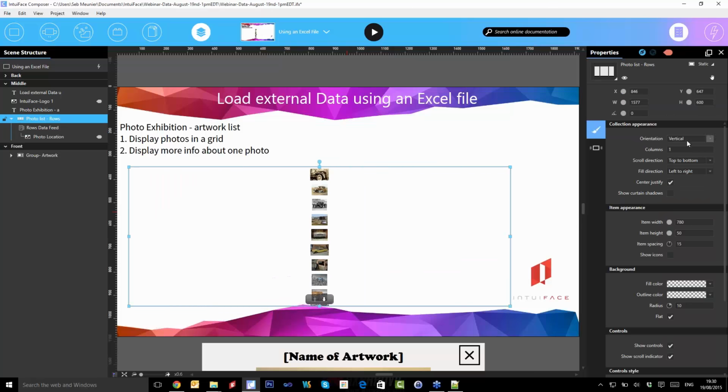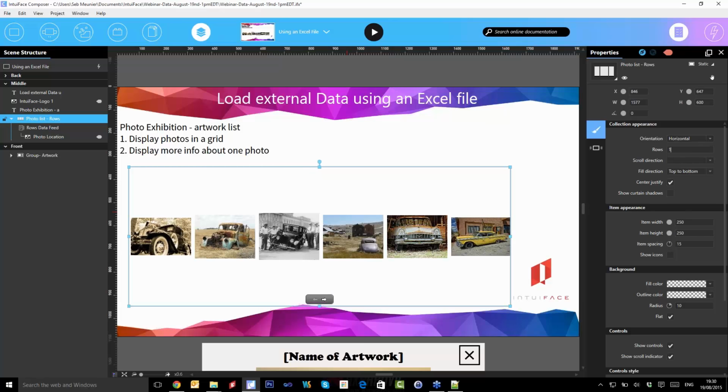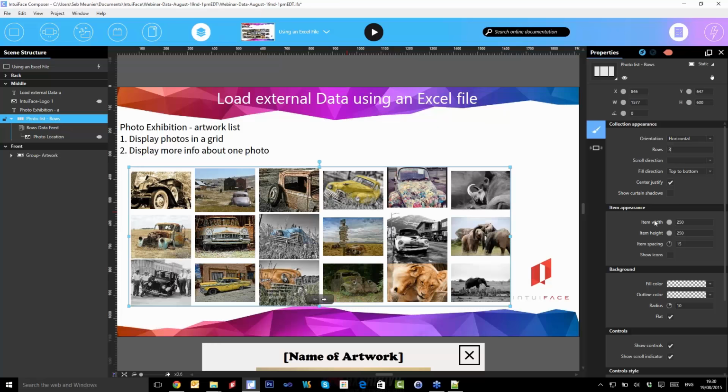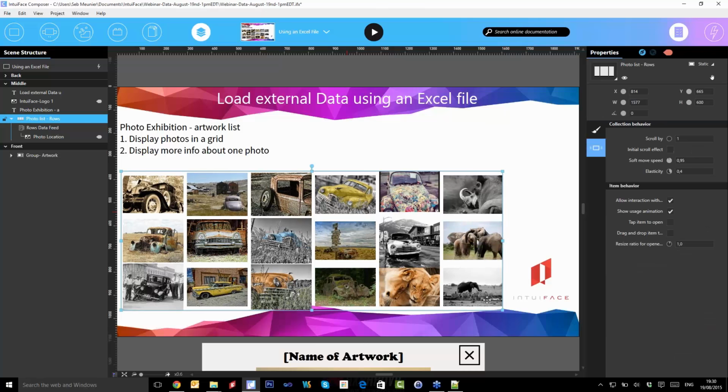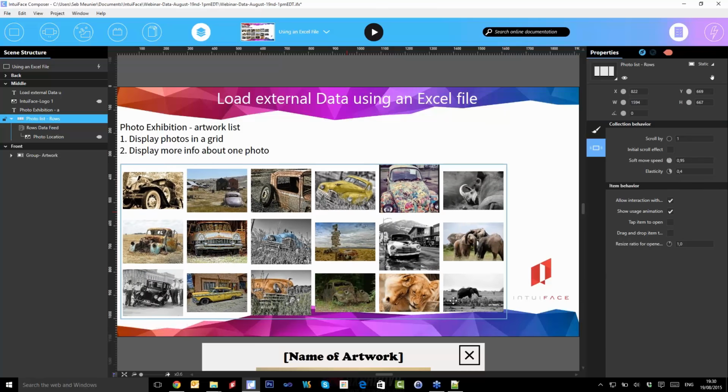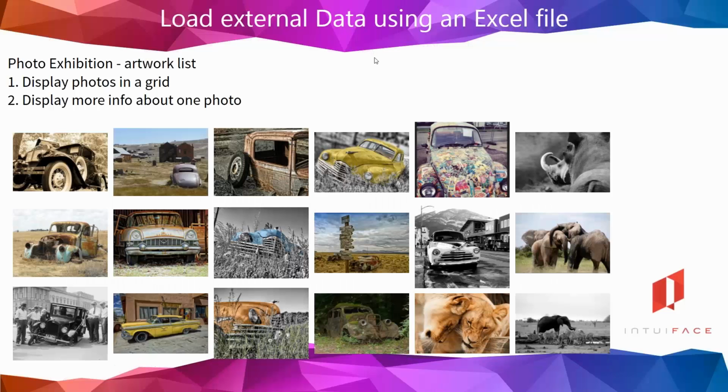This is quite fast. Just put it horizontal, adjust the picture size, make it on 3 rows, maybe remove the scroll indicator, the controls, the initial scroll effect, increase the size of this one, and hit play. You have a photo gallery. Without the explanations, it takes 20 seconds.